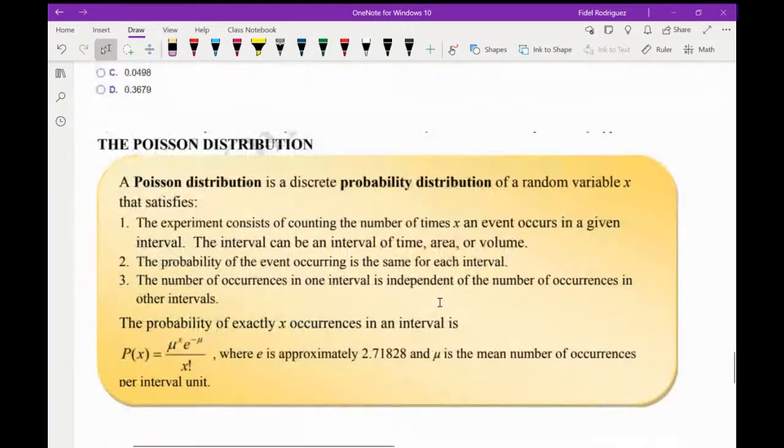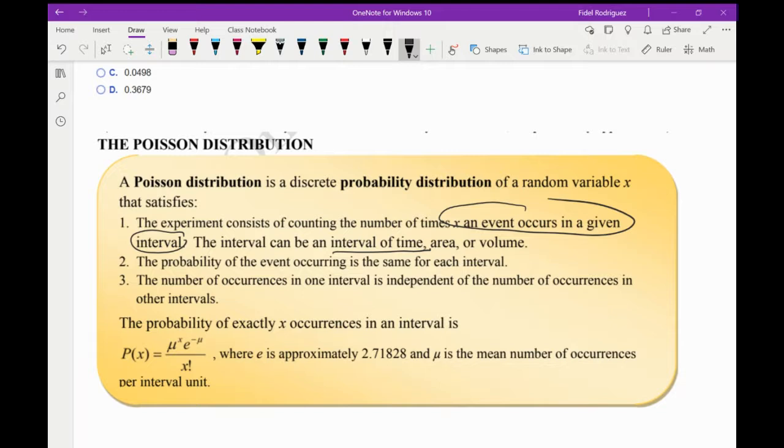Okay, so let me explain a little bit about the Poisson distribution. This experiment consists of counting the number of times X an event is going to occur in a given interval. Usually that interval is an interval of time. The probability of the event occurring is the same for each interval. The number of occurrences in one interval is independent of the number of occurrences in other intervals.